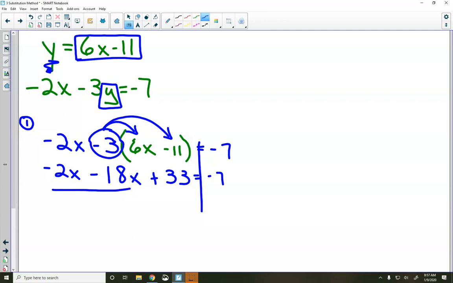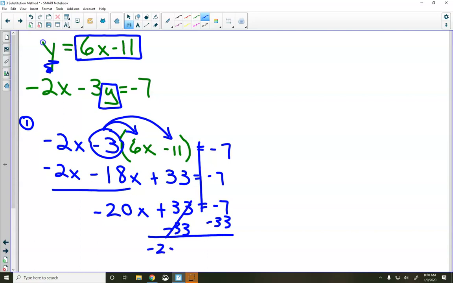Combine like terms. Negative 2x minus 18x is negative 20x. The signs are the same, so I add. Use my integer rule. Plus 33 is equal to negative 7. Inverse operations, I subtract 33 from each side. This cancels out. Negative 20x equals negative 40. And when I divide each side by negative 20, I get that x is equal to 2.